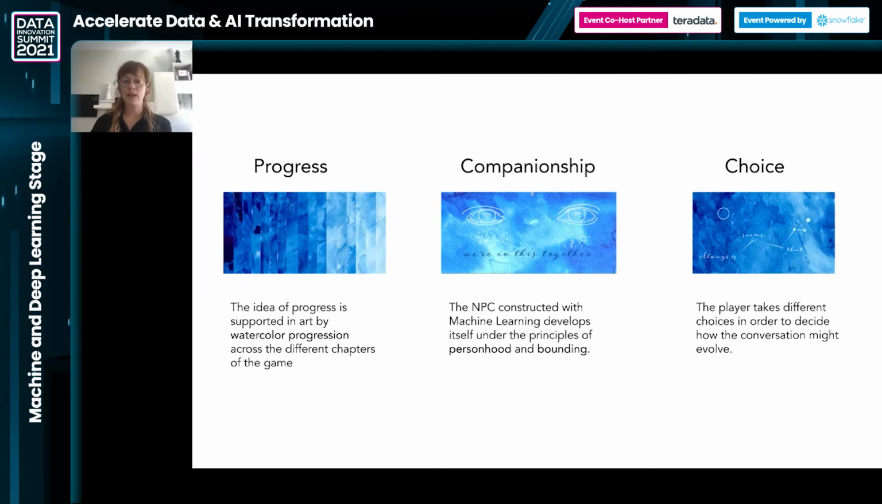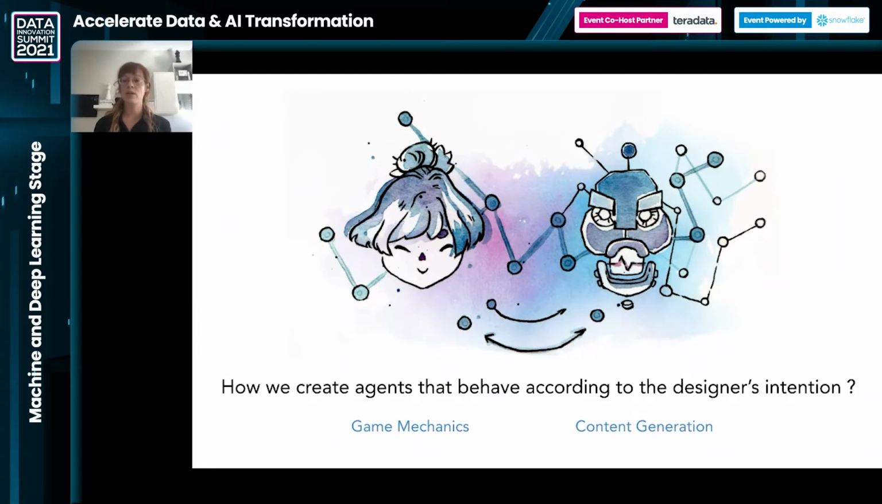Regarding the NPC of this conversation, the agent at the start, we want to dig into the research question of how we create agents that behave according to the designer's intention. This question is posted in the Alignment Forum by Christiano et al. and has been a research question for a while. Here in the video game, we explore two points to answer this question. The first one, the game mechanics, and the second one, the content generation.